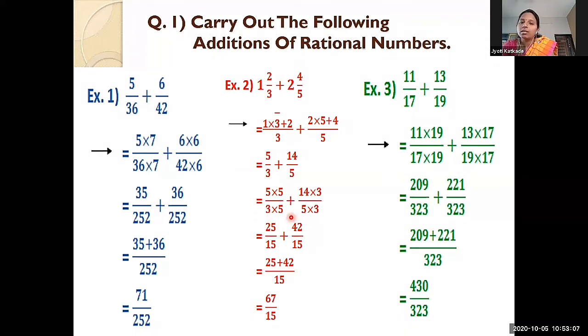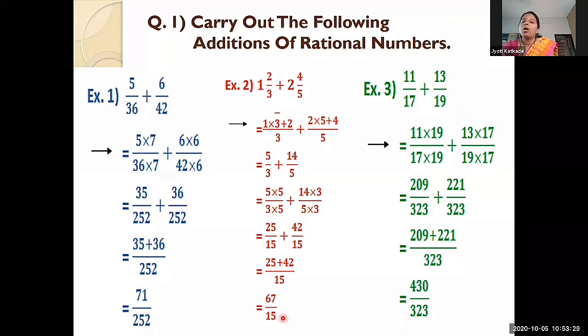Now 5 5s are 25 divided by 3 5s are 15, plus 14 3s are 42 divided by 5 3s are 15. Now the denominator is the same, so add the numerator values, 25 plus 42. Then we get 67 divided by 15.